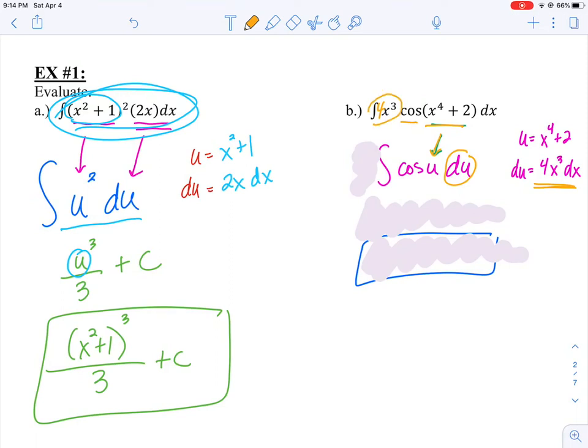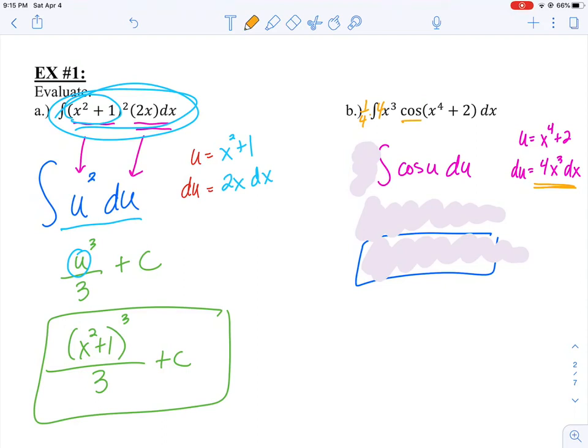So that way I can take this 4x cubed dx and call it du, because that's what I need. So I'm going to plug in a 4. But in order to balance out my problem, I need to go back through and divide by 4, or can I say multiply by 1/4? Because think about that. If I multiply something by 4, but then divide it by 4, I haven't really affected its value. I'm still legal. But now I have this 4x cubed dx that I can call my du.